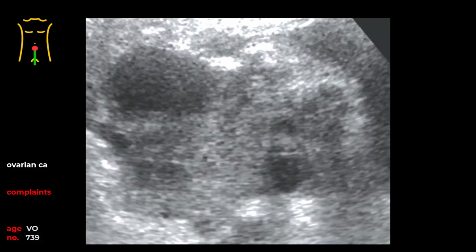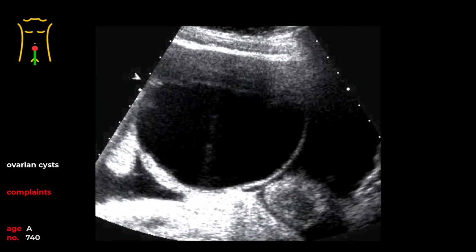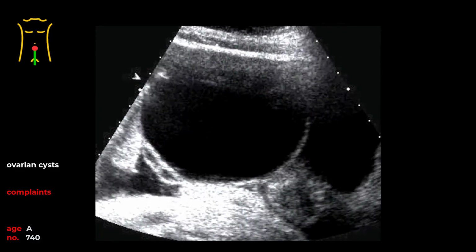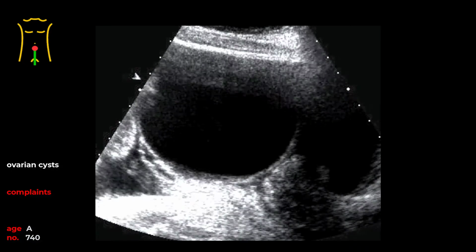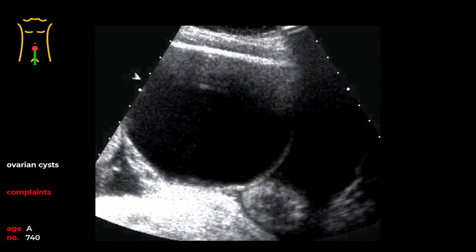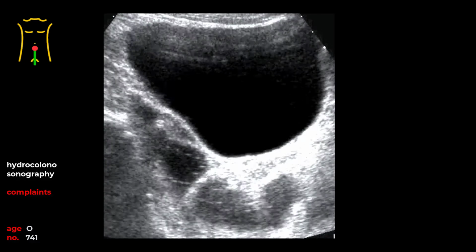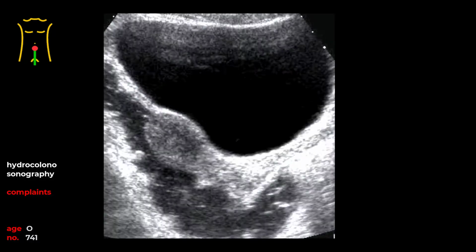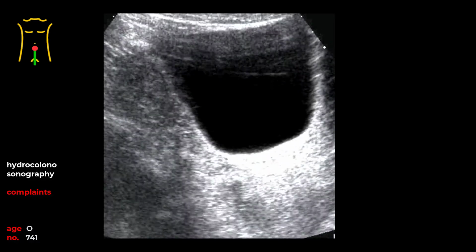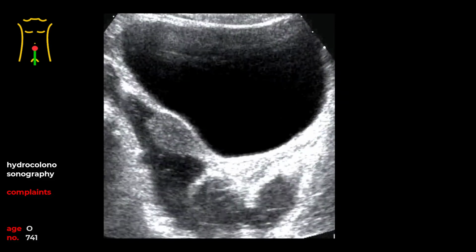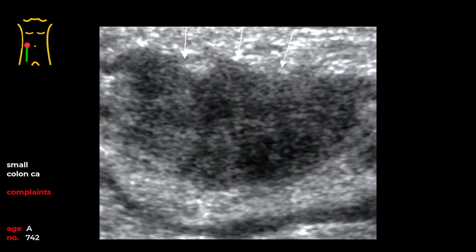And in 739, it was a typical ovarian carcinoma with wall thickening. 740, it is a predominantly cystic aspect. Suspicion remains, however. In 741, you find a nice and normal hydrocolonosonography. 742 was a small acinus carcinoma.